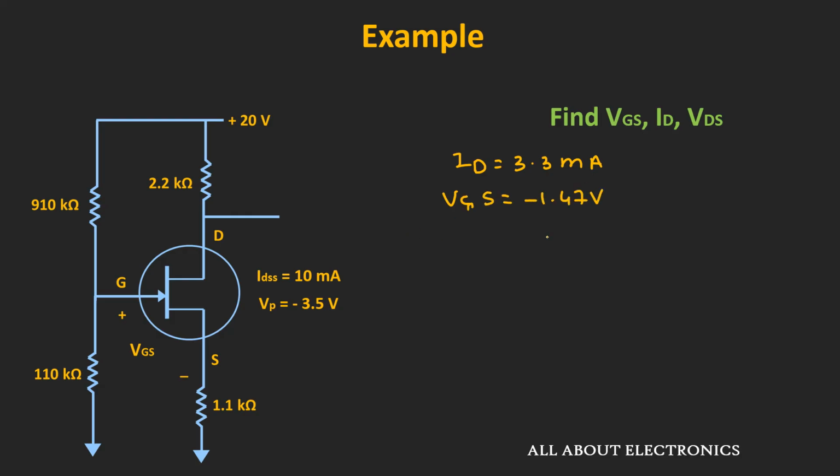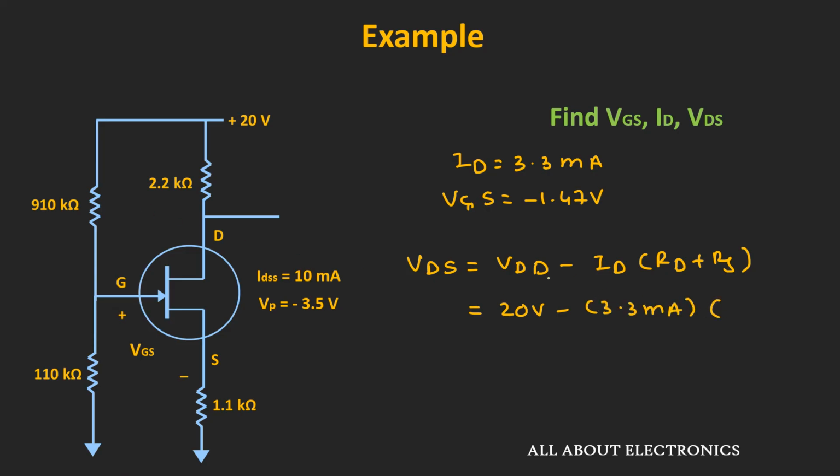And similarly, now let us find the value of the VDS. So this VDS will be equal to VDD minus ID times (RD plus RS). So here the VDD is equal to 20 volt, while this ID is equal to 3.3 milliampere. This RD is equal to 2.2 kilo ohm, while the RS is equal to 1.1 kilo ohm. That means VDS will be equal to 9.1 volt. So in this way, we got the value of the drain current ID, the voltage VGS and the VDS.